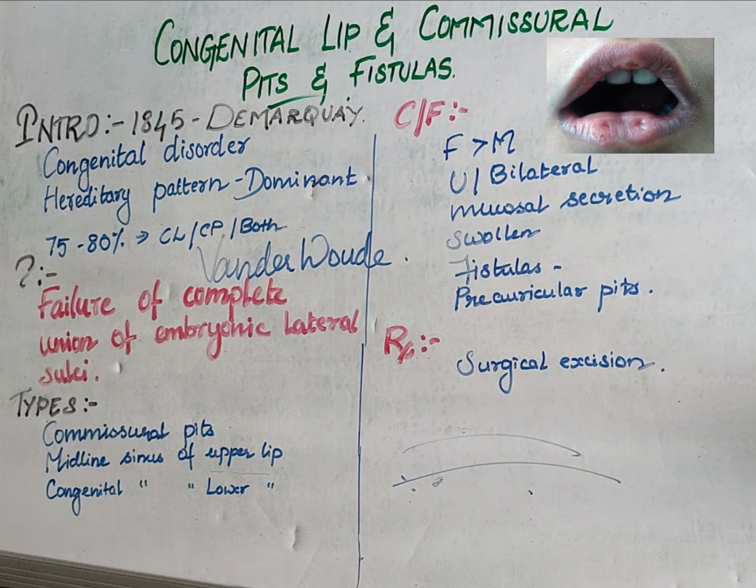When there is no proper fusion, it not only results in pits in the lips, it may also lead to cleft lip or cleft palate. That is the crucial time where pits and cleft lip, cleft palate occur together. So there is failure of complete union of the embryonic lateral sulci. This line itself explains it: the lateral sulci of the lip usually have to fuse completely, and when there is no proper fusion, this can lead to lip pits.